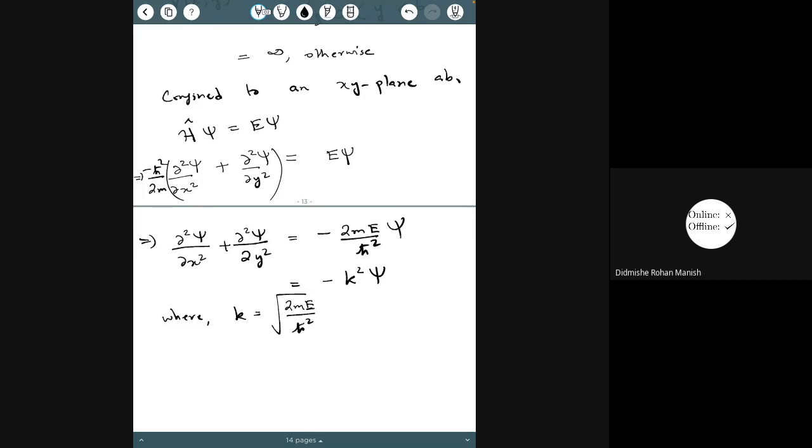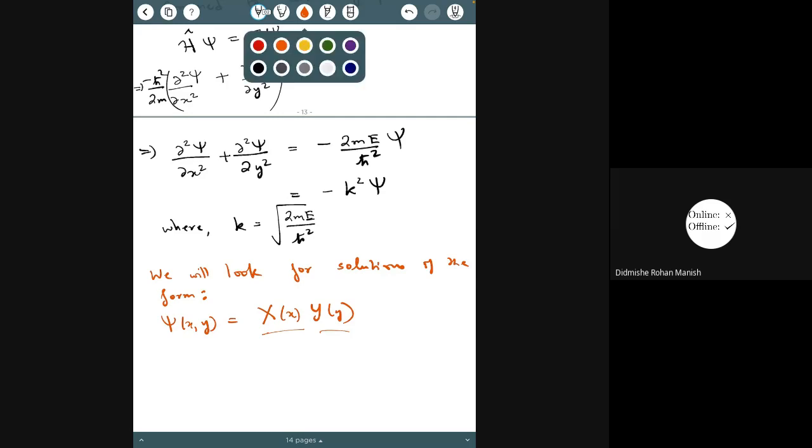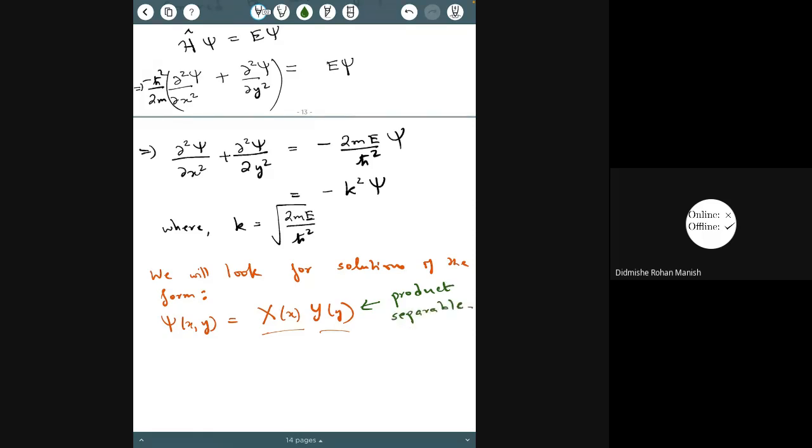Now we will do something special. What is the special thing we will do? We will look for solutions of the form psi(x,y) equal to X(x) times Y(y). So we're only going to look for solutions which are product separable. This is again another terminology. Now why we're doing this is because we're a little bit wise after the event.